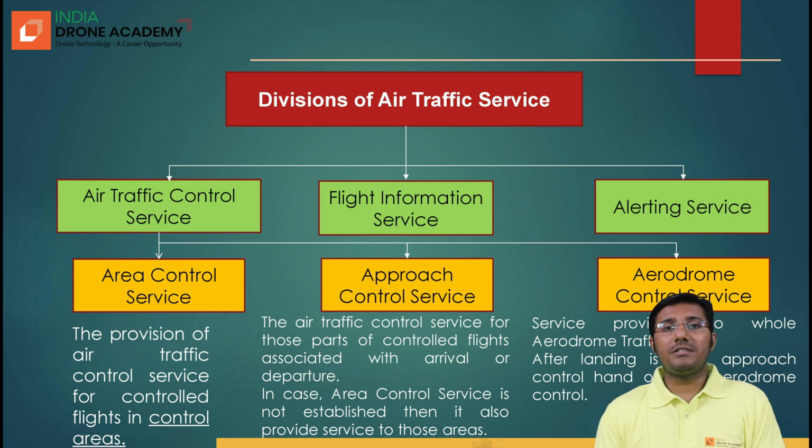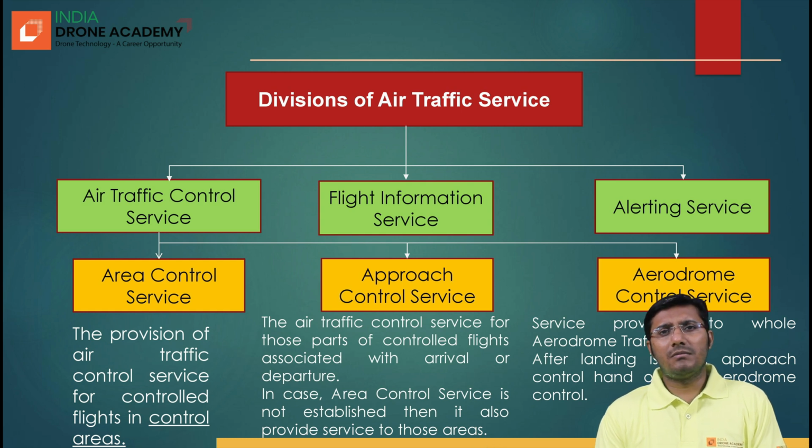Air Traffic Control Service provides three services under it. They provide area control service, approach control service, and aerodrome control service. Area control service we can understand in this way: it is the provision of air traffic control service for controlled flights in control areas. So I was talking about the area control service. The airspace has some controlled area in which the ATC provides assistance to the pilots. It provides information to the pilots.